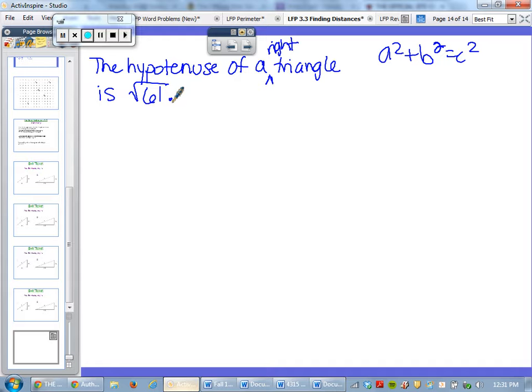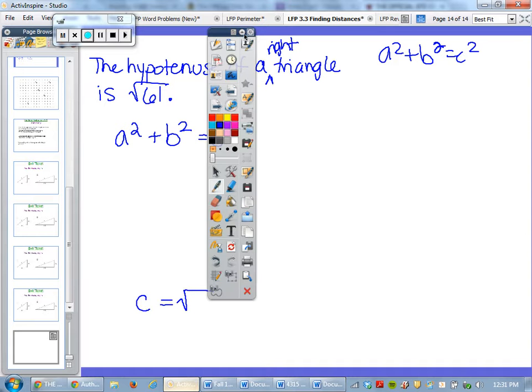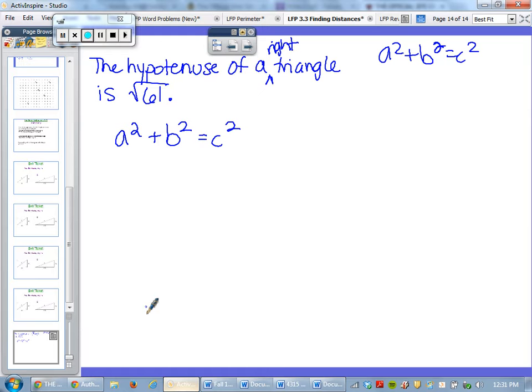Okay, so the first place we're going to start is we're going to put our Pythagorean theorem up here again. Because what we're trying to do is get back to this equation, moving backwards, because we are given the answer right now. We know that C equals the square root of 61. So the square root of 61 equals C.